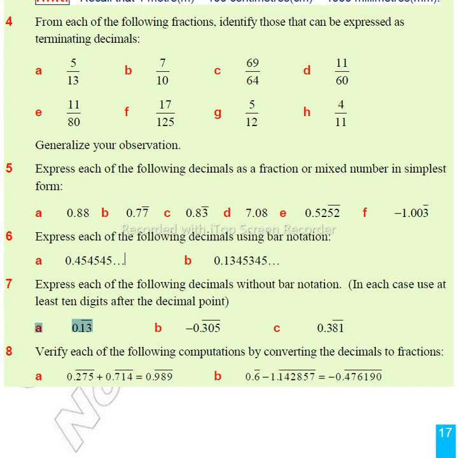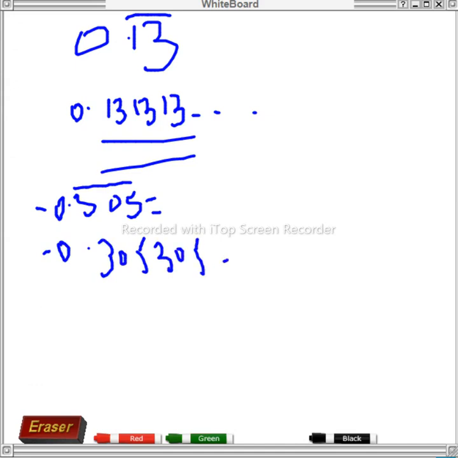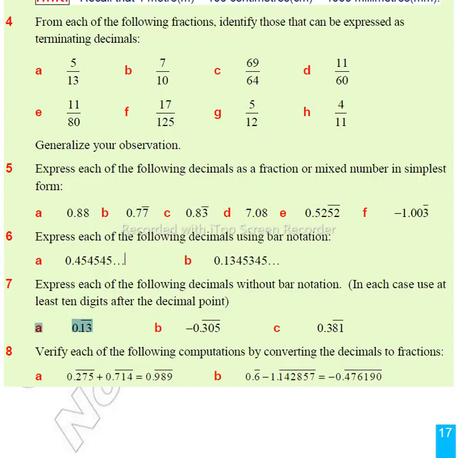For the others, this is the same as this: 305 repeated, negative 0.305305. So this is written as 0 point minus 305. This 305 will be repeated, so we can write this without bar notation: 0.305, and we put 305 here with 3 dots. So this is the answer for question number 7 under B.